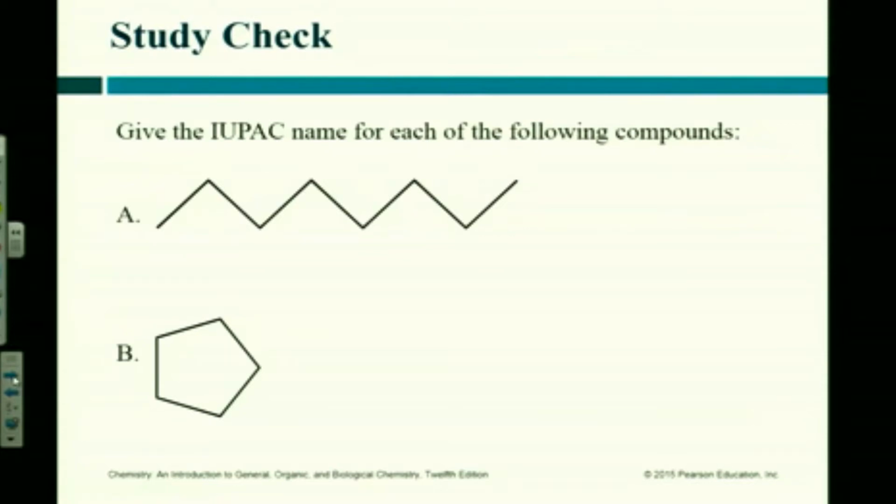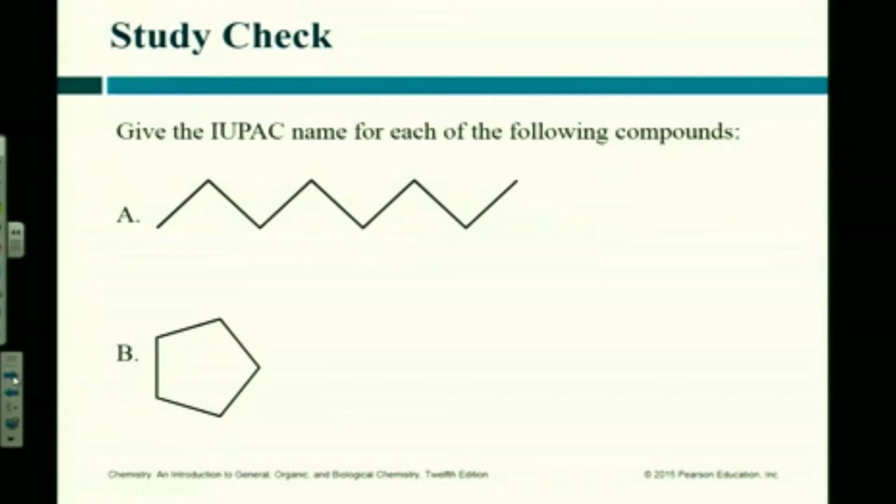See, y'all know more than you think you do. All right, what about this one? There's how many carbons here? 5 carbons, right? 5 points. The pentagon. So it's pentane, but it's a cyclo compound, so it is cyclopentane.